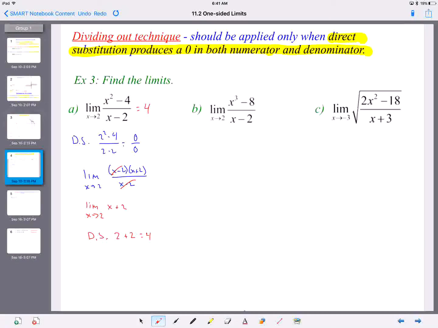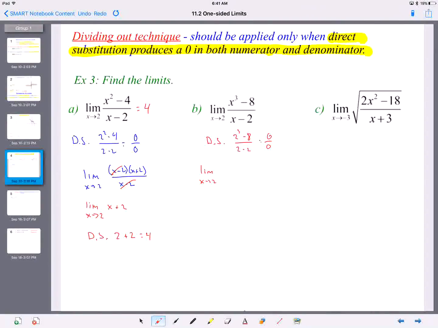Okay, factoring and canceling. Alright, B, we got a cube root, we got an x cubed minus 8 divided by an x minus 2. So I'm going to show you how to factor a difference of cubes if you forgot. But before we do that, we need to do our direct substitution. Plug in, once again, it looks like we're looking at the limit as x approaches 2. And we get 0 over 0 again. So we have to do this part before we do anything. And then now we can go through and factor.